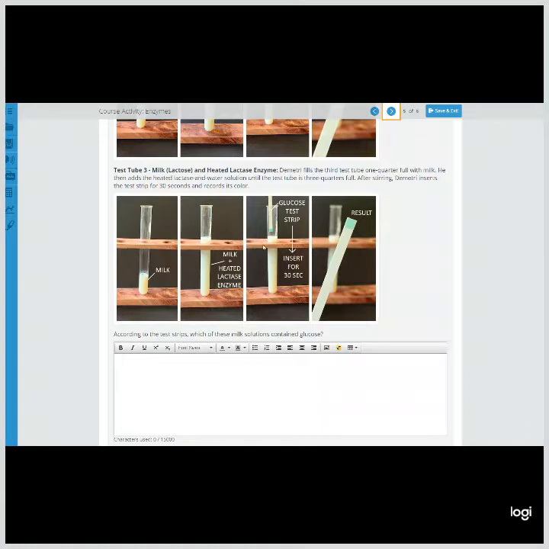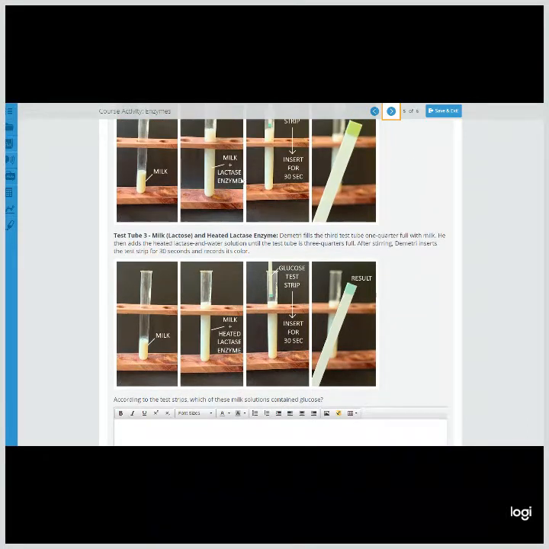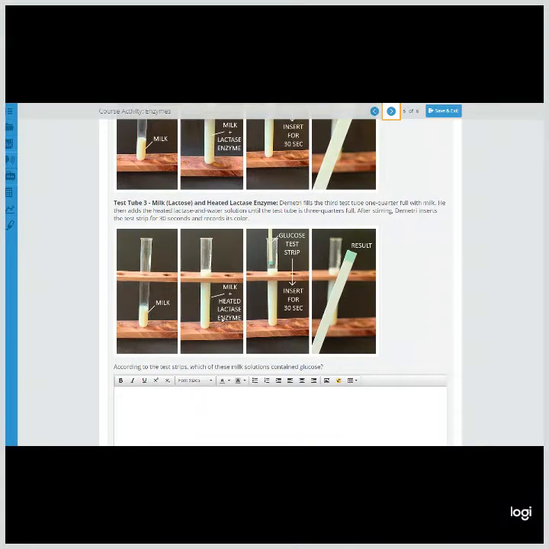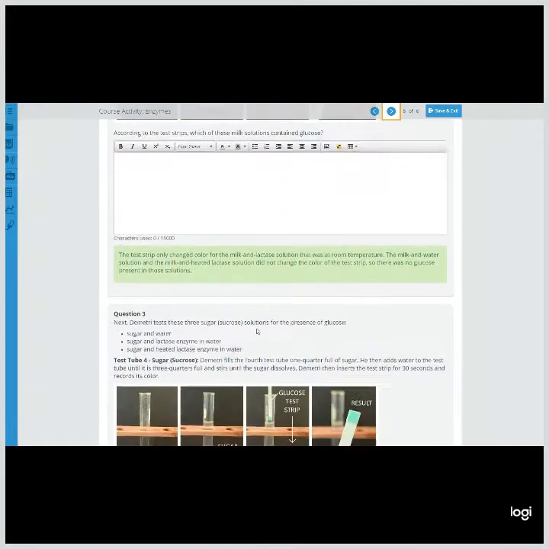So what we're trying to test is the enzyme. Does it work? Does it not work? Does it break down the milk sugar in there into usable molecules that your body could use? And in this case, the only thing that's different is there was heat. Did heat have something to do with the ineffectiveness of the enzyme molecule? That's what we're looking at.